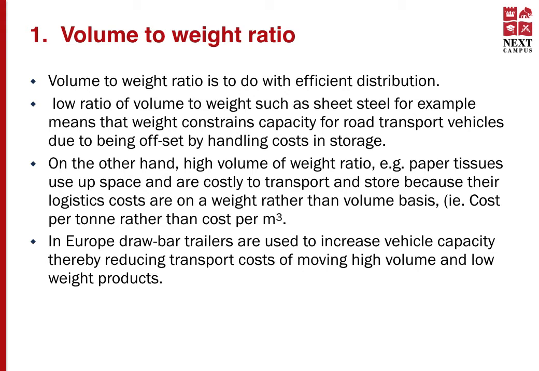Volume to weight ratio. Volume to weight ratio is to do with efficient distribution. Low ratio of volume to weight, such as sheet steel for example, means that weight constraints capacity for road transport vehicles will be offset by handling costs in storage. On the other hand, high volume of weight ratio, example paper tissues, they use up space and are costly to transport and store because their logistics costs are on a weight rather than volume basis.